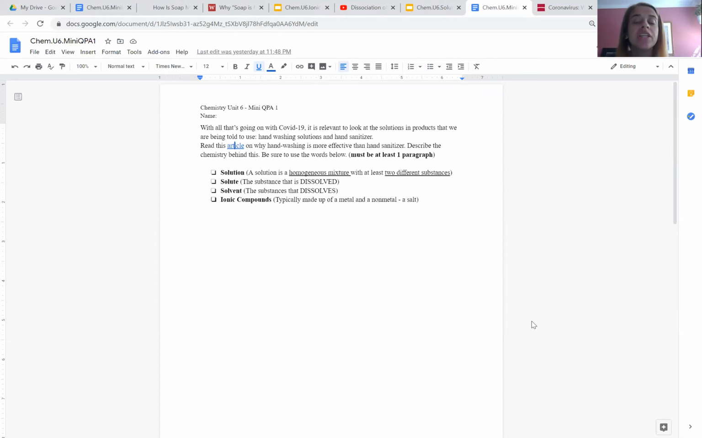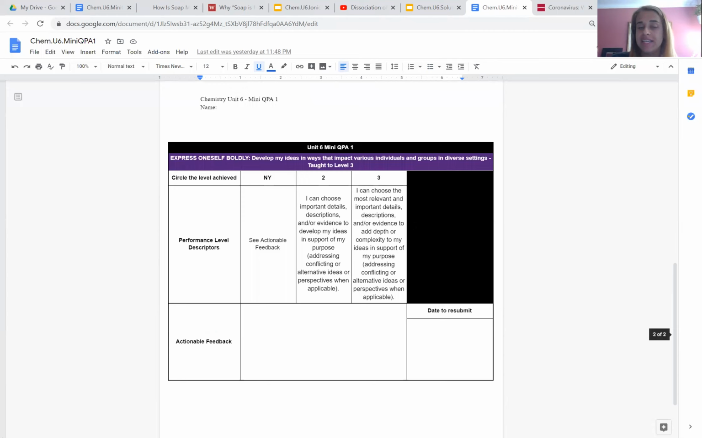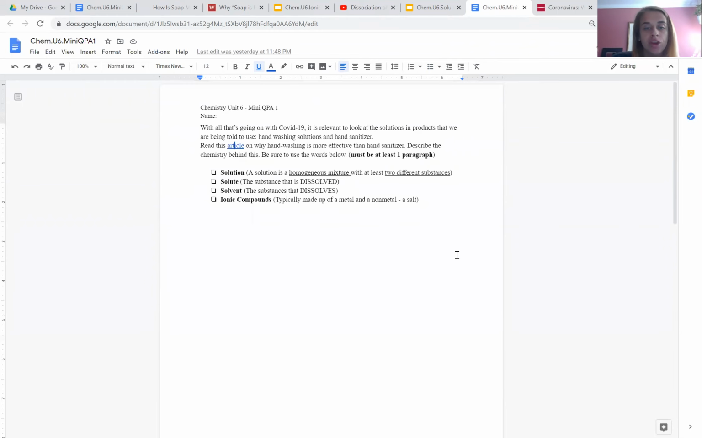What are the solutions? What's the solute? What's the solvent? The ionic compounds, etc. You have space to write it, and then of course your rubric.